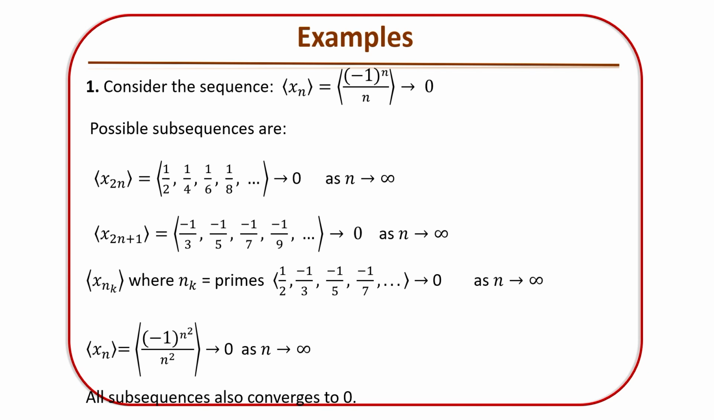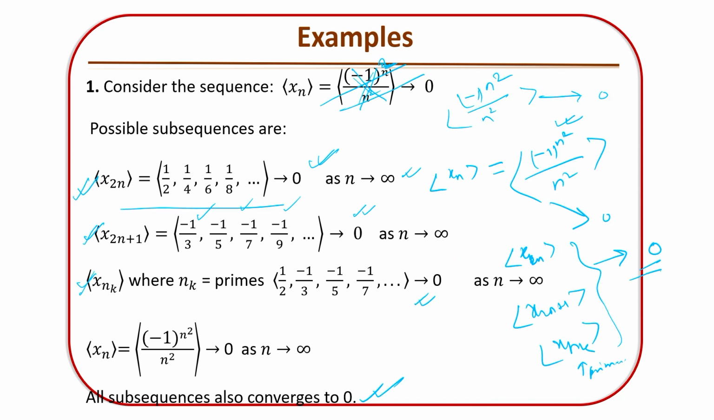The possible subsequences are 1/2, 1/4, 1/6, 1/8, and that means it leads to 0 as n tends to infinity. And x_{2n+1}, that is the odd index terms, 1/3, 1/5, also leads to 0. So where n_k is a prime, 1/2, 1/3, it's also going to 0, by the theorem itself.